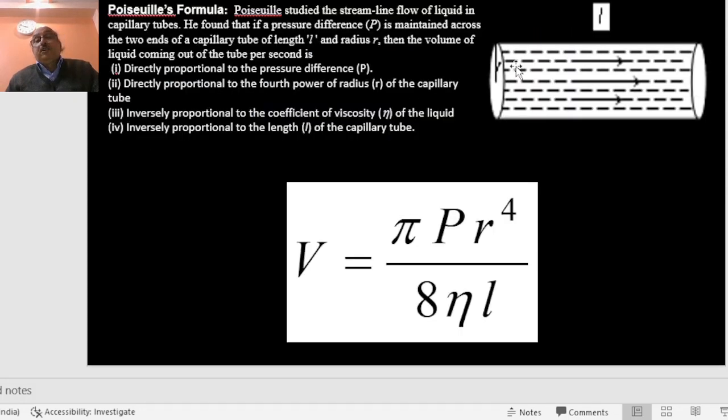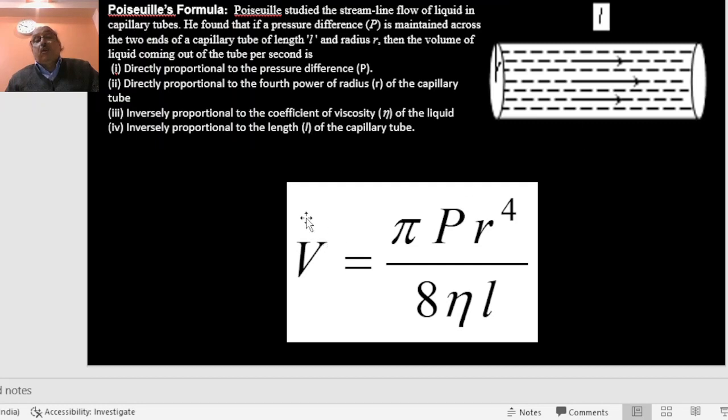Now let us consider the liquid is moving in the horizontal direction. The velocity of the liquid layer is maximum in the center of the tube, because we know that the velocity decreases toward the ends. If we apply a pressure on the liquid on one side of the tube, then the liquid will come out.